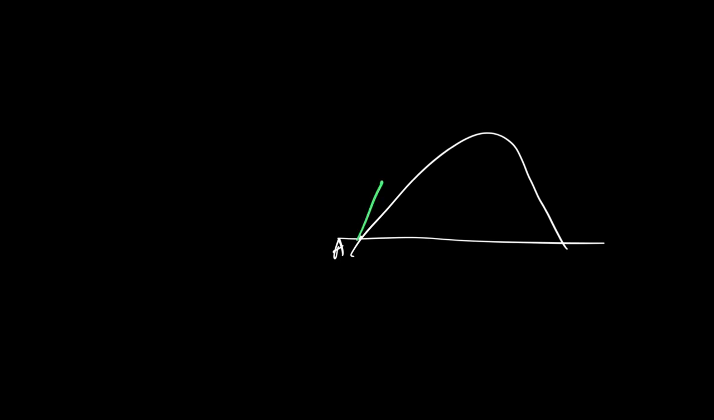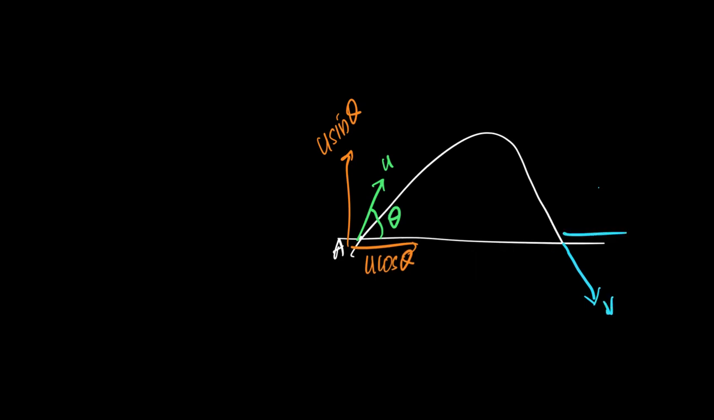Let us say a body is projected from A with velocity u at an angle theta, right? Now this component is u cos theta. This component here is u sine theta, and we assume that at this point the body is coming down here with final velocity v, where this angle is what we call beta.